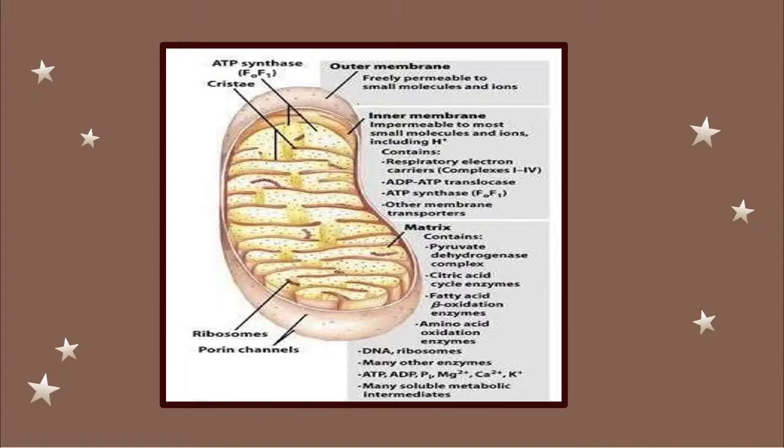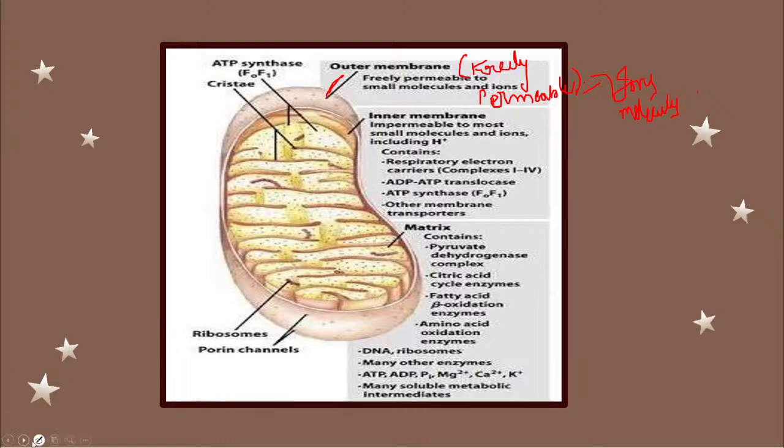The first point everyone remember: the moment you hear the name outer membrane, keep it in your mind that the outer membrane is the freely permeable membrane. Why do we call it the freely permeable membrane? Because it allows almost all the ions as well as almost all the molecules to cross this membrane.